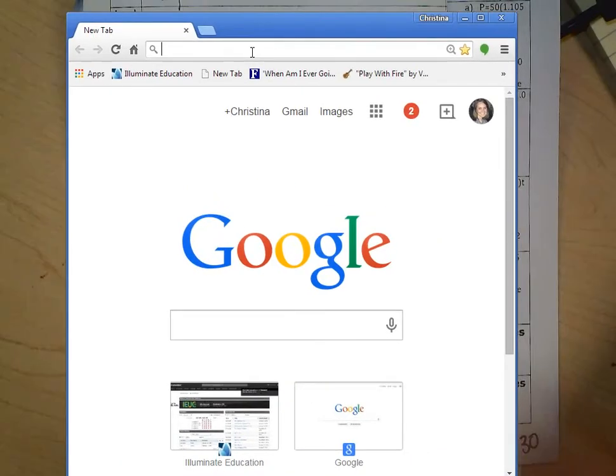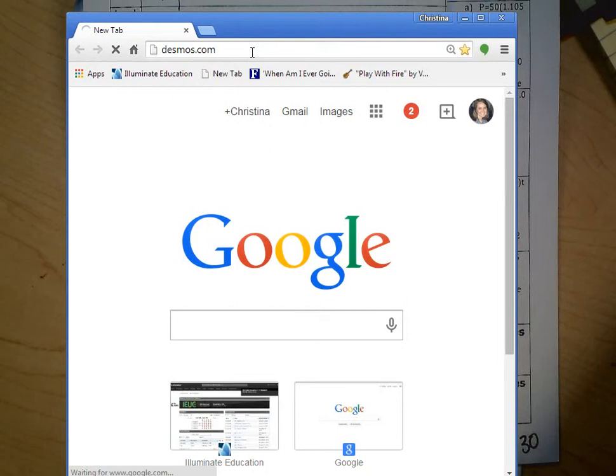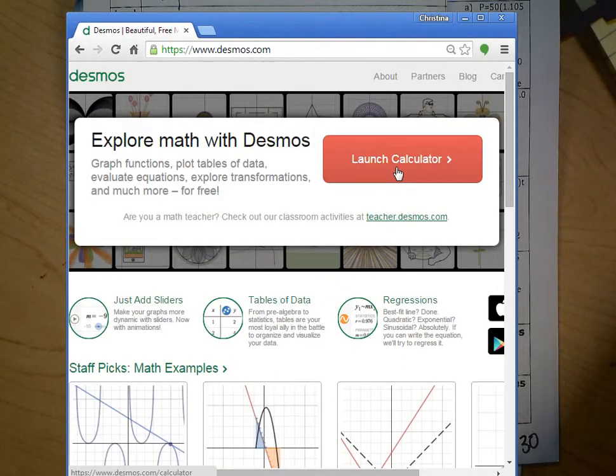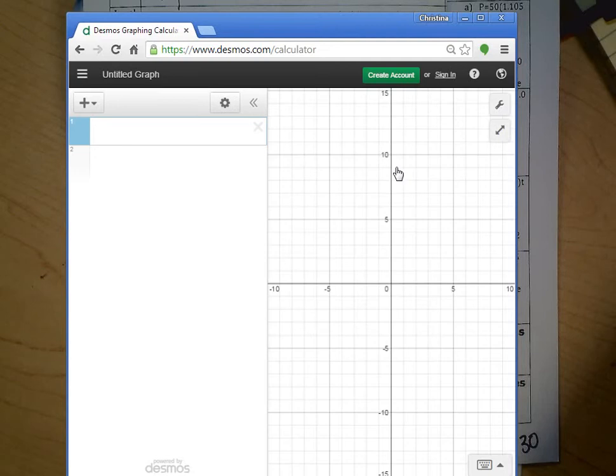desmos.com. I'm going to launch the calculator, and I'm going to input an expression, or I can just write here y is equal to 25.2 times 1.15. Shift 6 gives me that caret. Here, Shift 6, and I'm going to get x, and x is my t. And here's my graph.